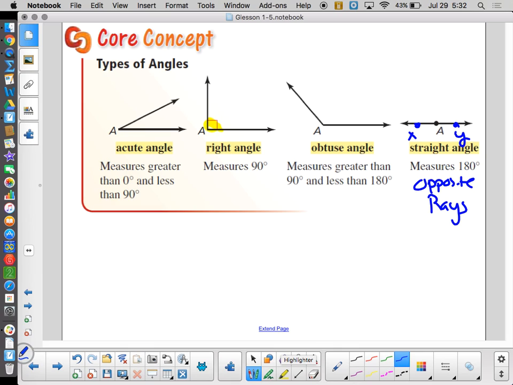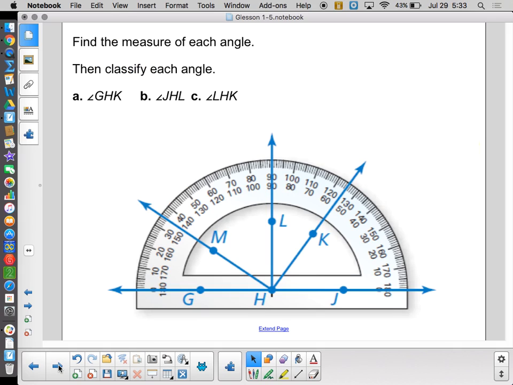Ray AX and ray AY are opposite rays. That makes a straight angle. So, naming angles. You're going to be using some measurements of angles here. Fairly straightforward stuff. Again, just be careful.